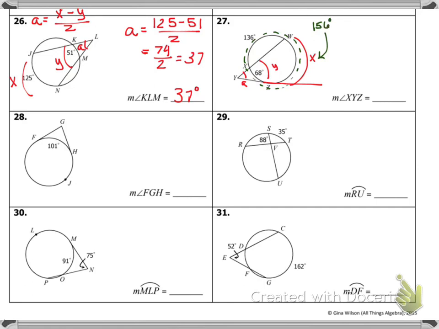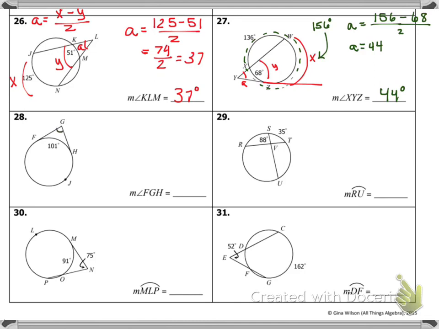So now I can plug that in. My angle A is going to equal 156 minus 68 divided by 2. And that's 44. Great. 44 degrees.